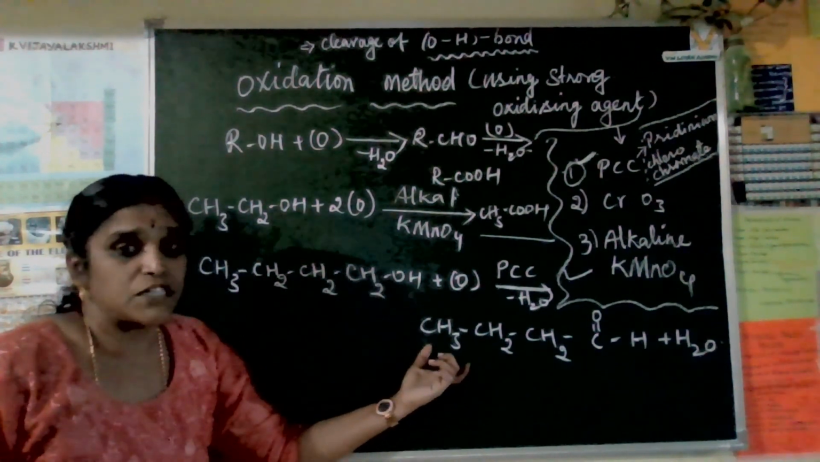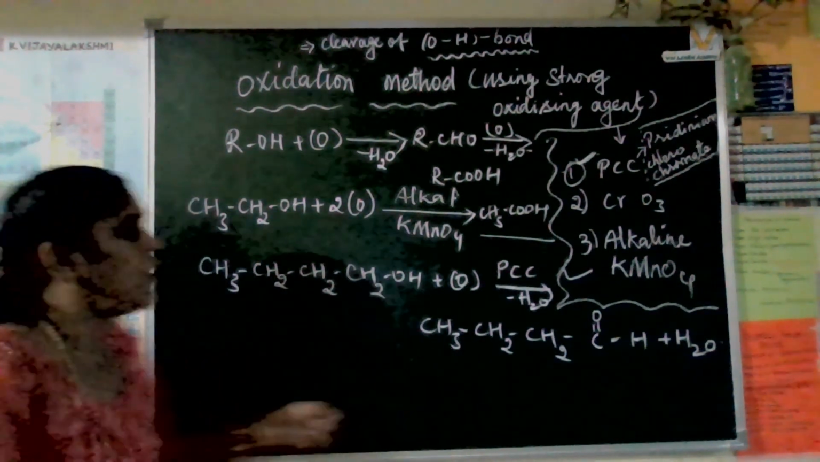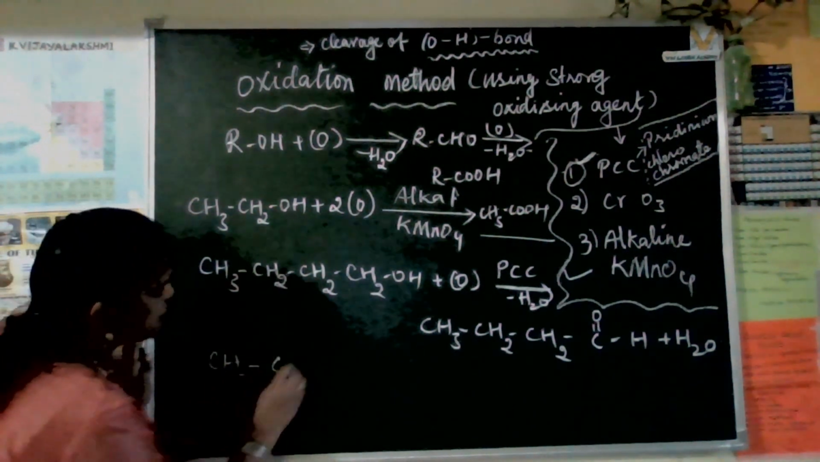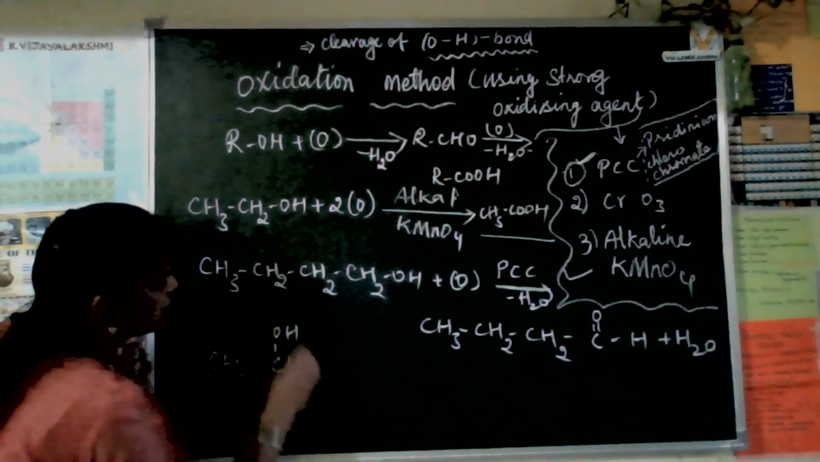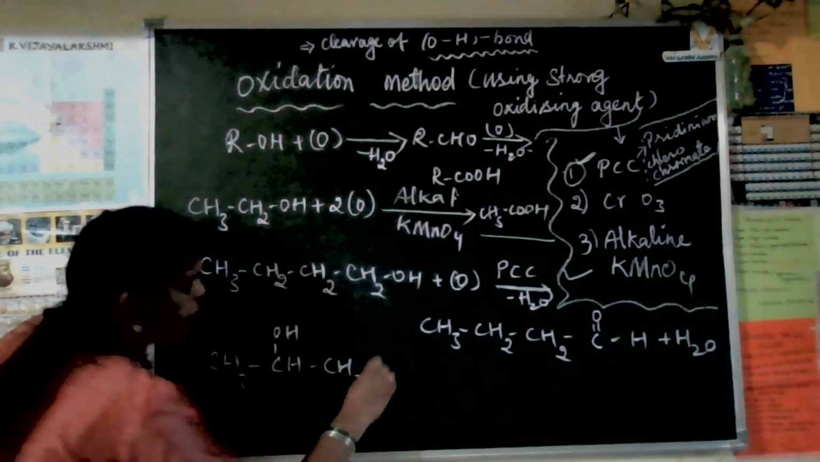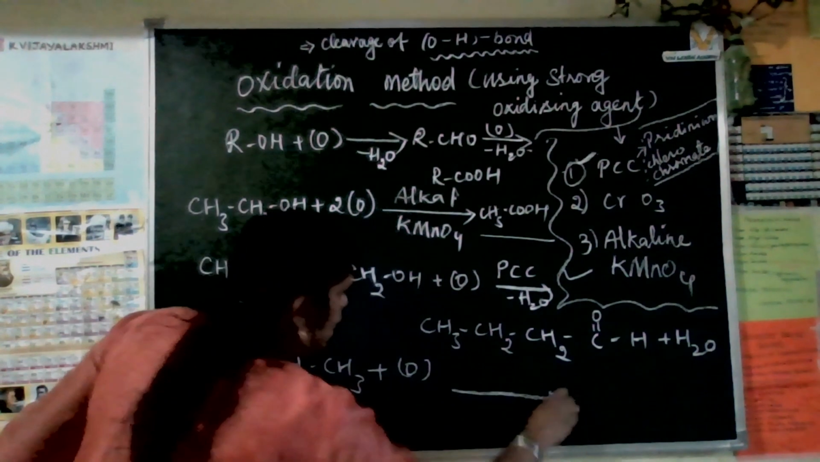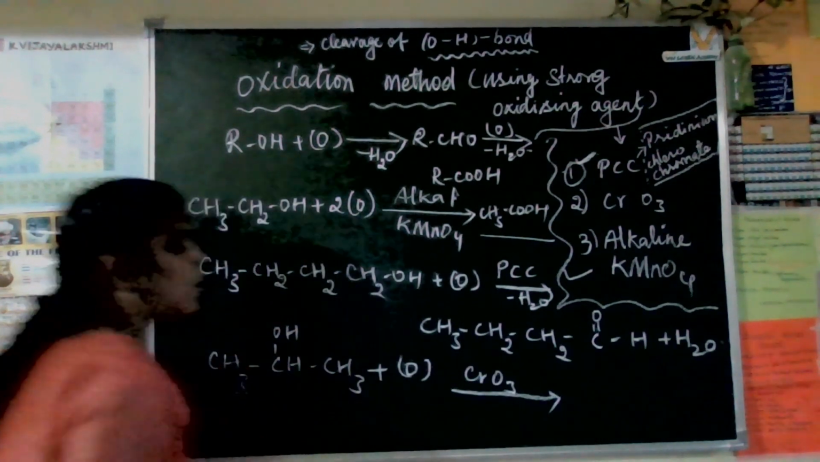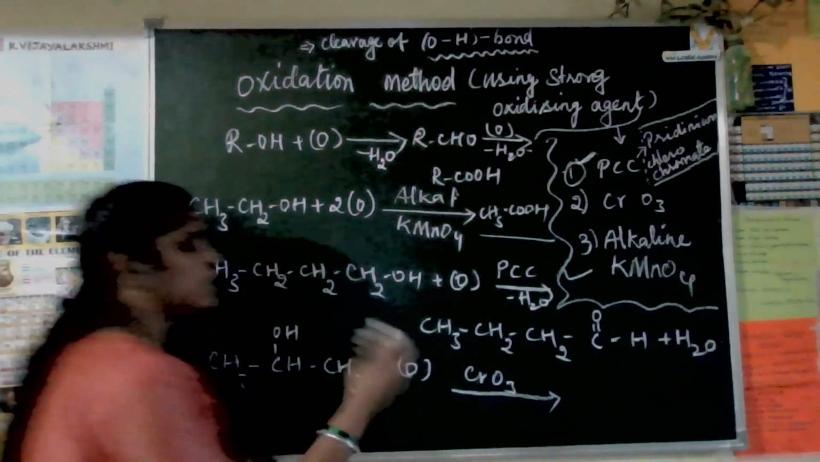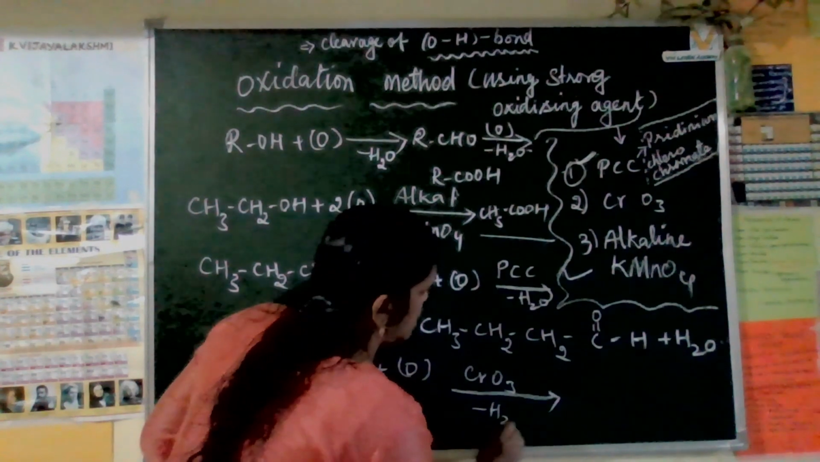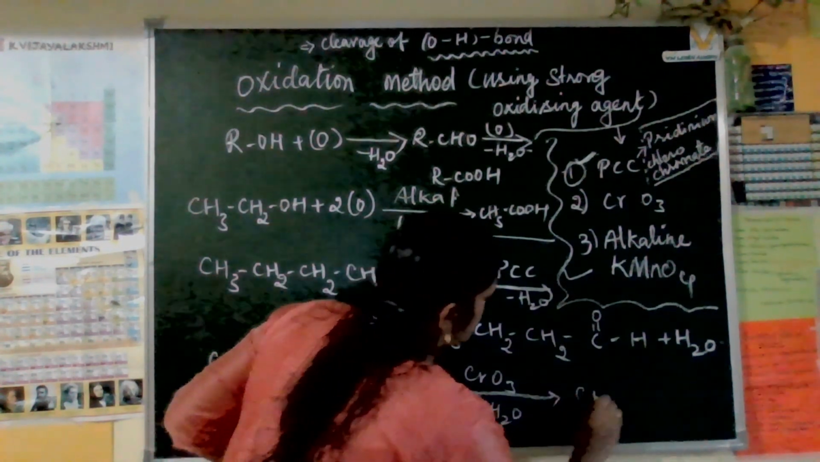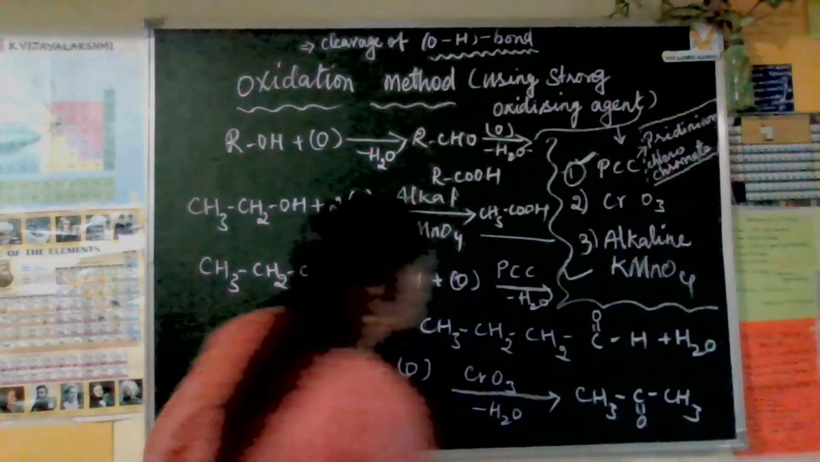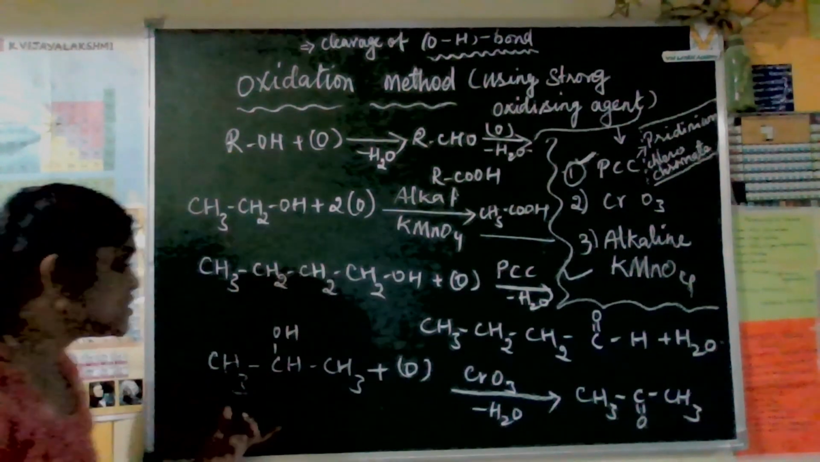What is the formula? Can you give that name? Okay, now the next one, isopropyl alcohol, CH3 CH OH CH3. In that oxidation process, I would like to take anhydrous CrO3, anhydrous chromium oxide. So what product will you receive? Here also minus H2O. What will you get? CH3 C double bond O CH3. Now you see the ketone formation from isopropyl alcohol.